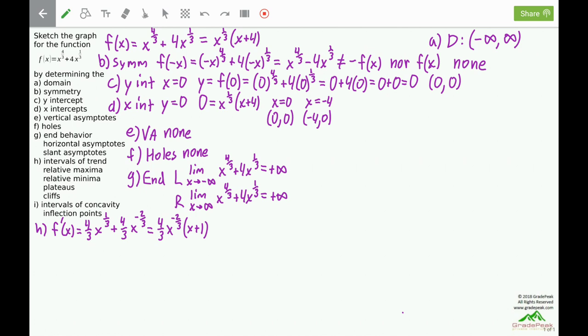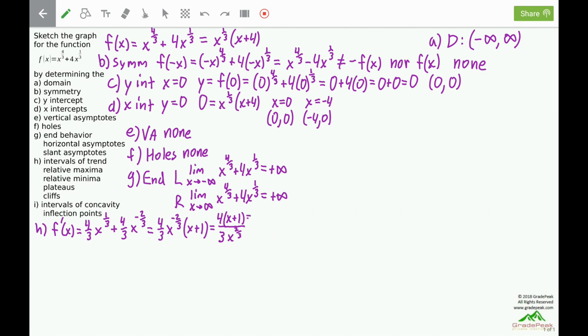We want all powers to be positive for the first derivative, so we will move the x to the negative 2/3 to the denominator to become a positive power. The 4 will stay in the numerator. The x plus 1 will stay in the numerator. There is a 3 in the denominator, and the x to the negative 2/3 will move to the denominator to become x to the positive 2/3. So we now have the first derivative written as a single fraction. All powers are positive, and it is fully factored.